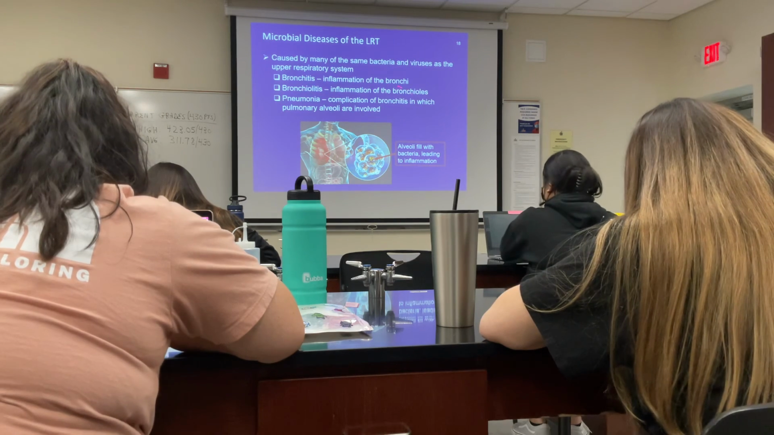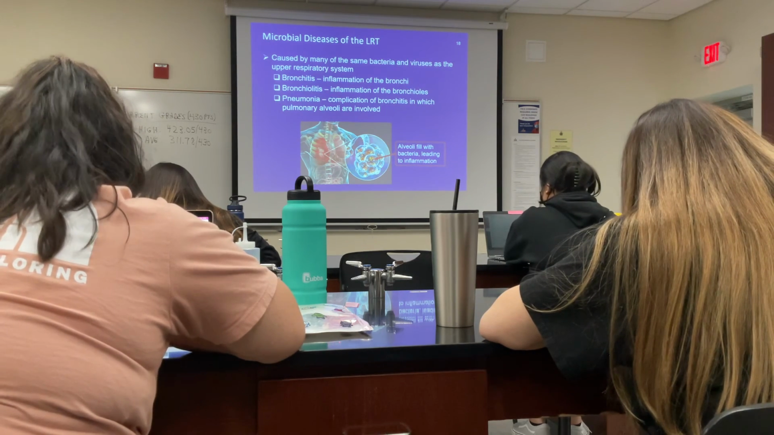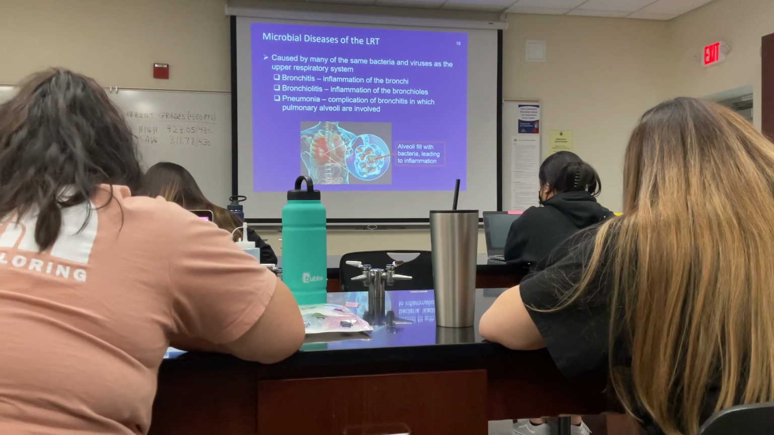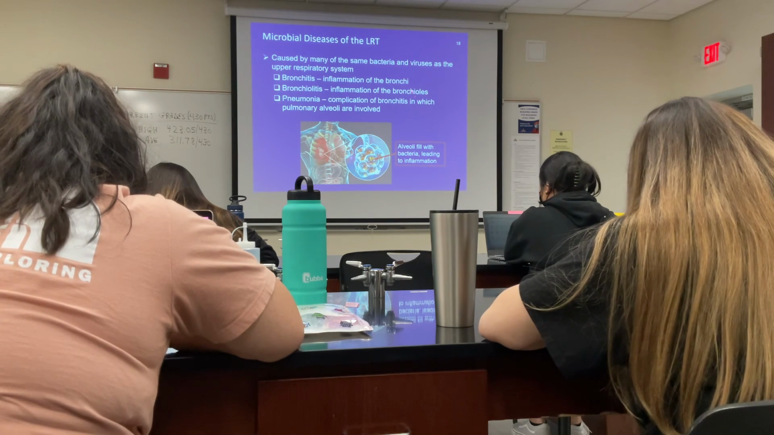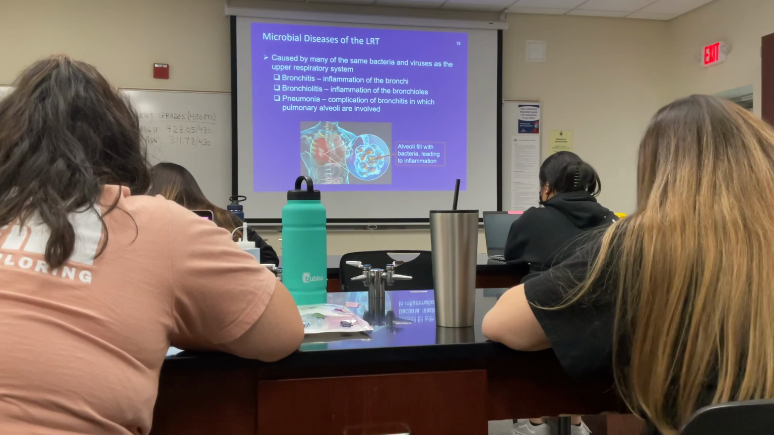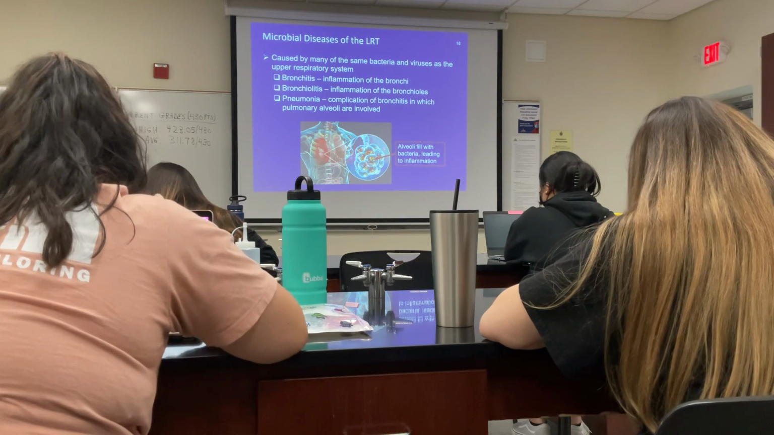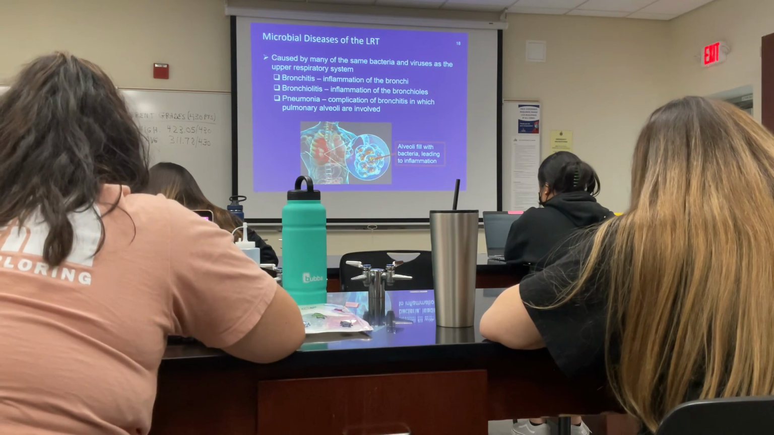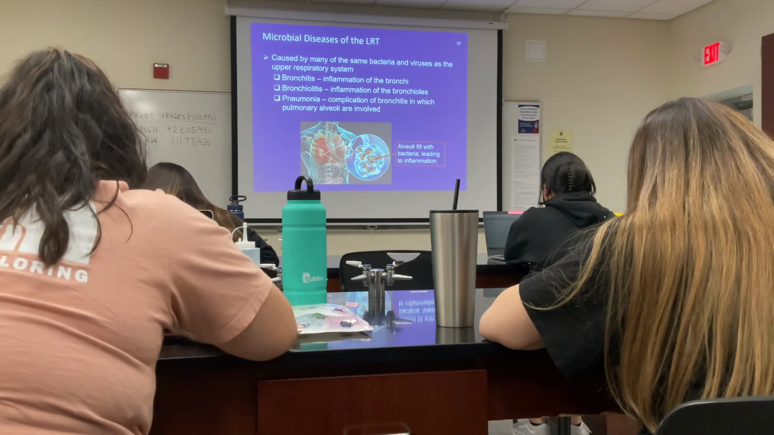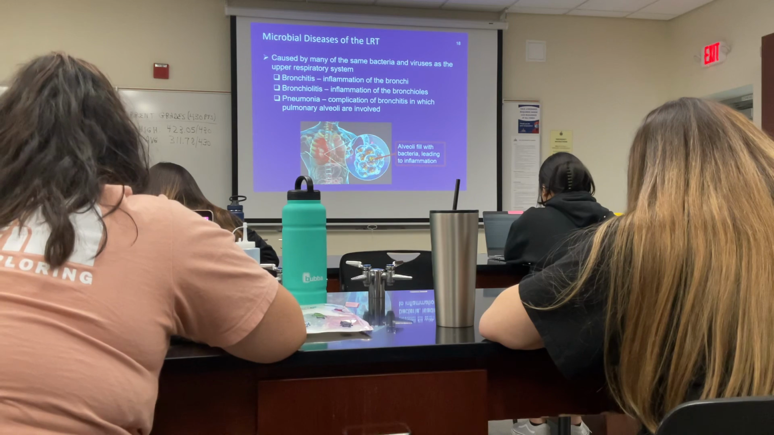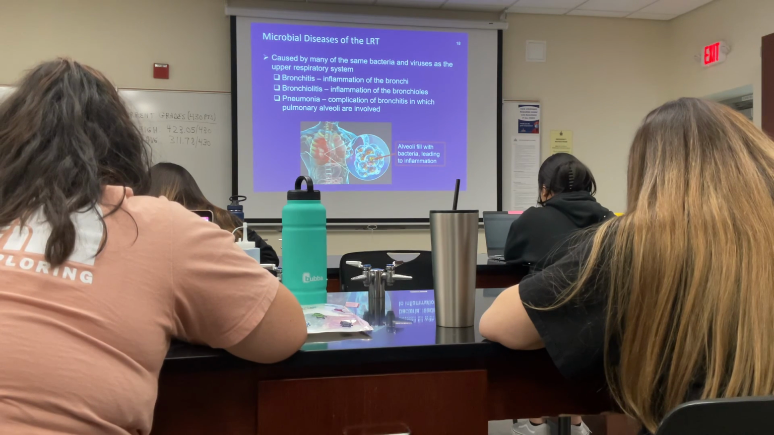Bronchitis is going to be inflammation of the bronchi, branching into your two lungs. Bronchiolitis is inflammation of the smaller airways, so deeper in your lungs, and then pneumonia is where it actually affects those alveoli where gas exchange happens. So in that case, it went down your bronchi, down your bronchioles, all the way down to your alveoli.